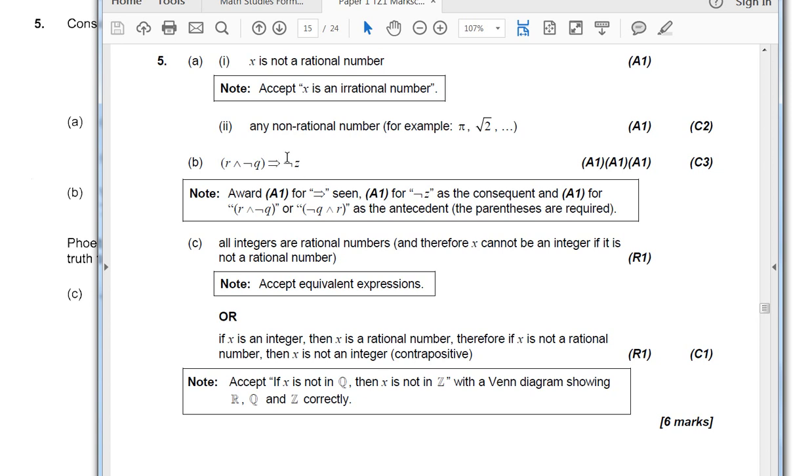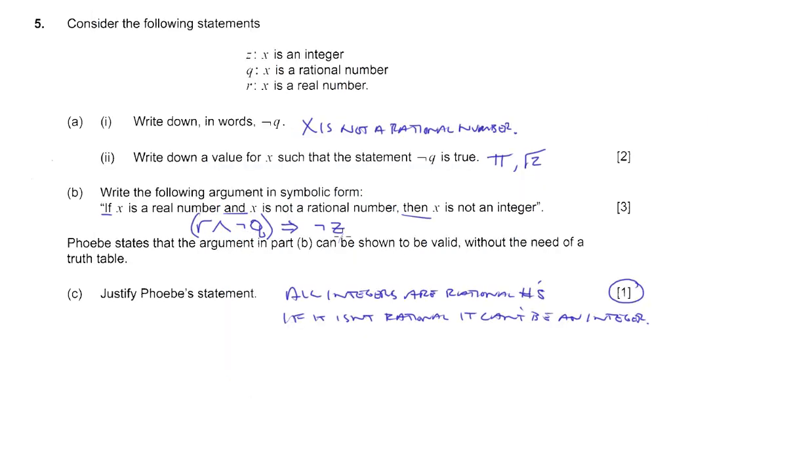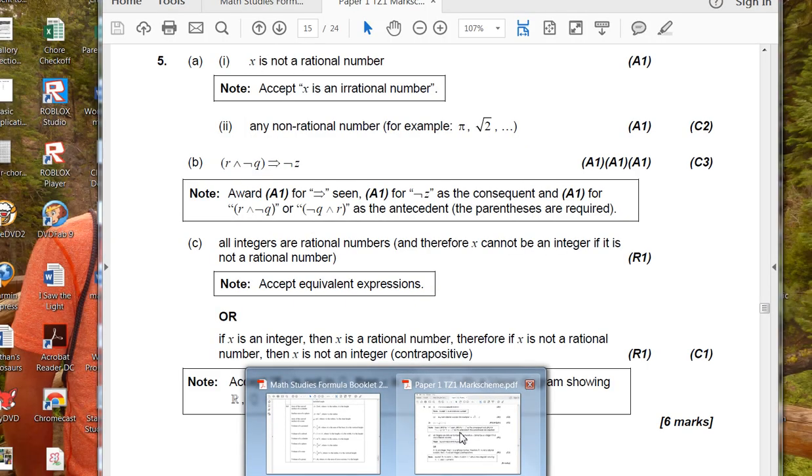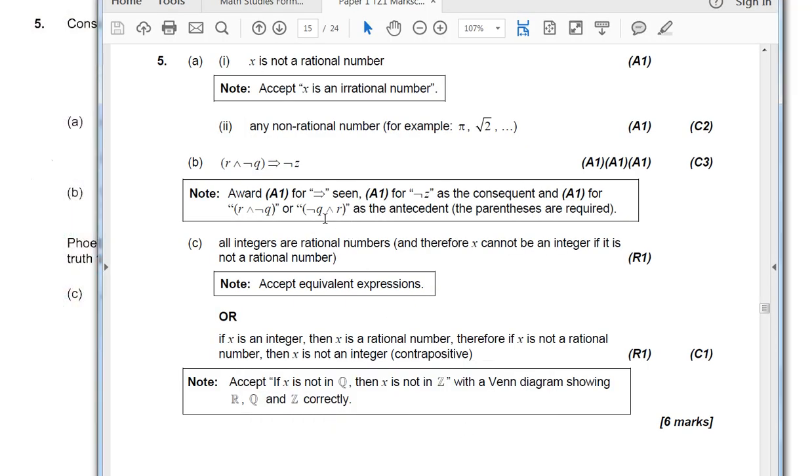Okay. Part B, we have R and not Q in parentheses, just like we had, implies not Z. Okay, so that is exactly what we had right there. So we're good on that one. Okay, so that's going to give us all 3 points, but it is nice because they break this down point to point. So you get 1 point for the implication arrow, 1 point for the not Z, okay, and then also 1 point for the R and not Q in parentheses.